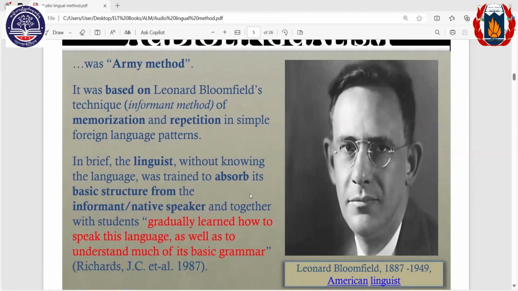The main thing is to absorb its basic structure from the informant or native speaker. Because in the camp training, soldiers were taught by native speakers using the audio-lingual approach based on their patterns. And together, students learn how to speak this language as well as to understand much of its basic grammar. Because as in the previous slide, it also used pattern-based speaking and practice.